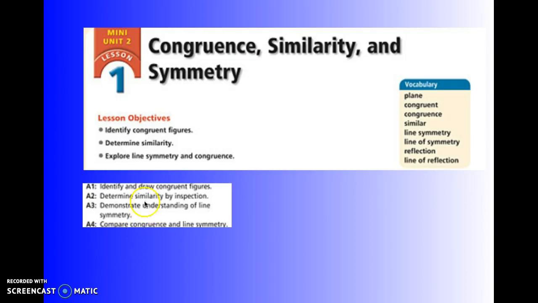This is Mrs. Naslin, and today we're doing Unit 2, Lesson 1, Congruence, Similarity, and Symmetry. Our learning targets for today are: I can identify congruent figures, I can determine similarity, and I can explore lines of symmetry and congruence. The vocab we'll be talking about are plane, congruent, congruence, similar, line symmetry, line of symmetry, reflection, and line of reflection.